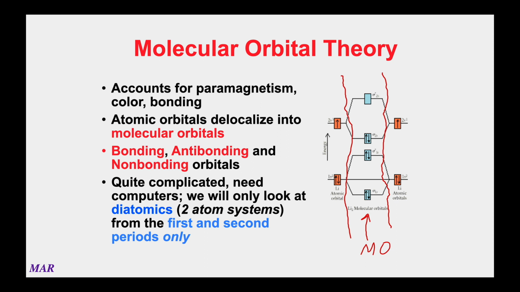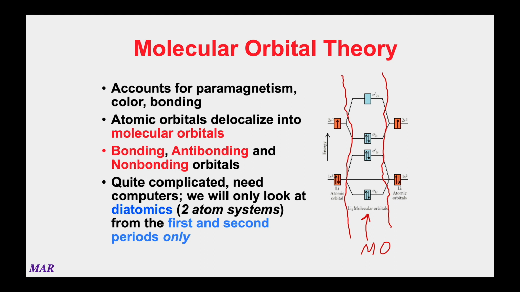What we're going to do is look at very simple examples to figure out how this works. So we're only going to look at diatomics, which means two-atom systems. So we'll look at things like H2 and F2, but we won't look at CH4 because that has 5 atoms. And also, we're only going to look at diatomics from the first and second periods only. So we're only going to use atoms up to neon.